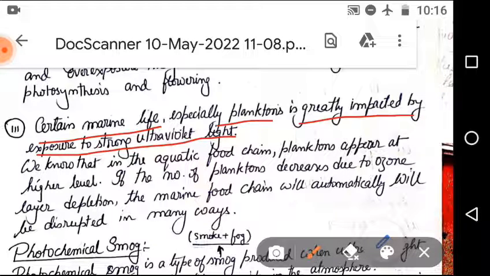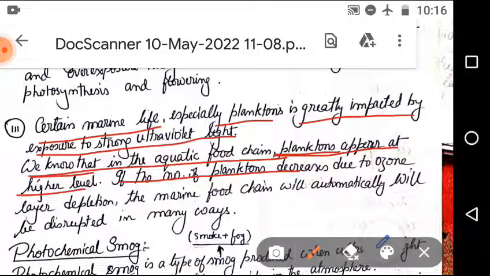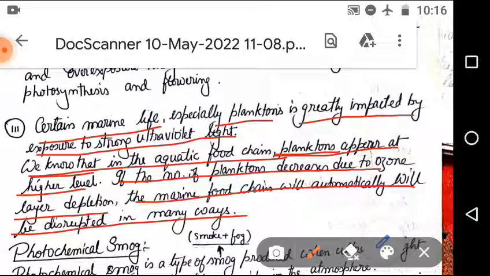Now if the plankton population is depleted due to harmful ultraviolet radiation, automatically it will affect the food chain also. We know that in the aquatic food chain, planktons appear at the lowest level. If the number of planktons decreases due to ozone layer depletion, then the marine food chain will be disrupted in many ways. Ultimately it will affect the whole food web of the marine ecosystem.